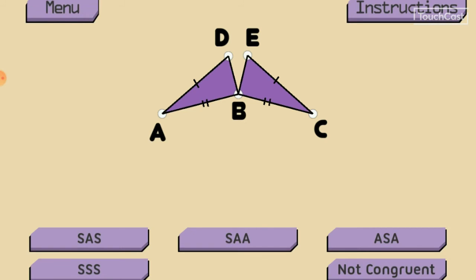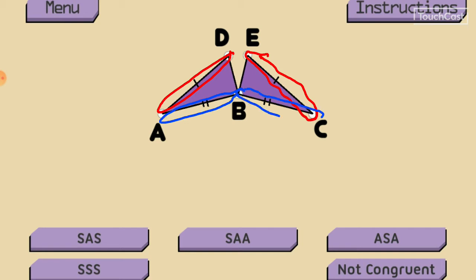Let's look at what is given. DA is congruent to AC. The side BA is also congruent to the side BC. But it seems like there is no other information shown except that these two pairs of sides are congruent.